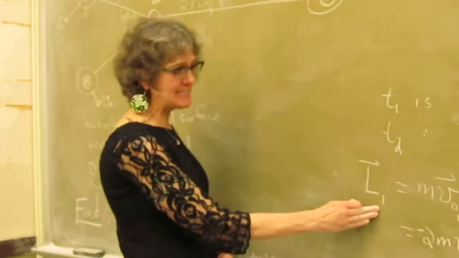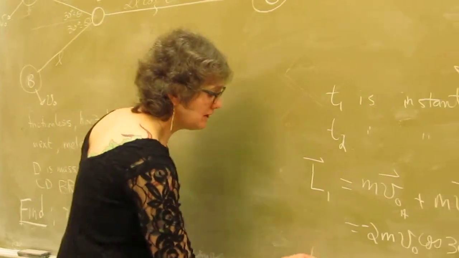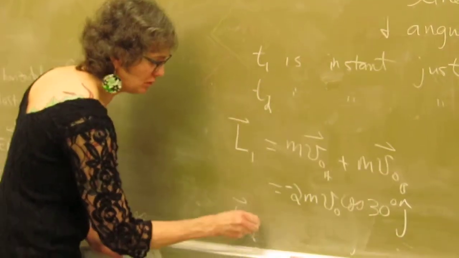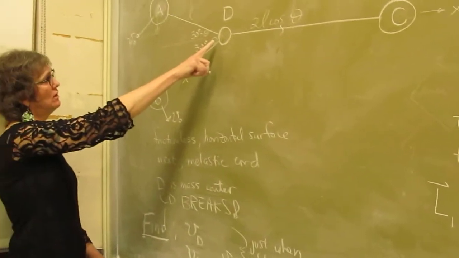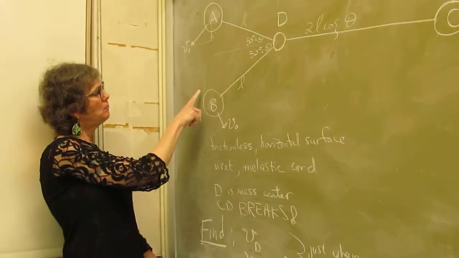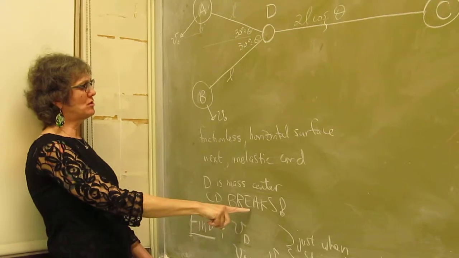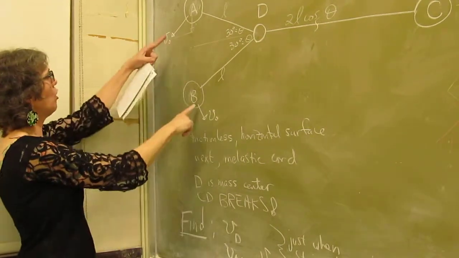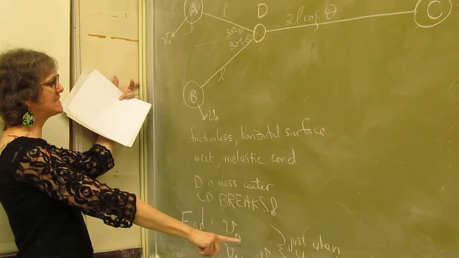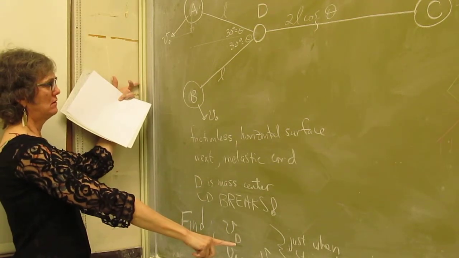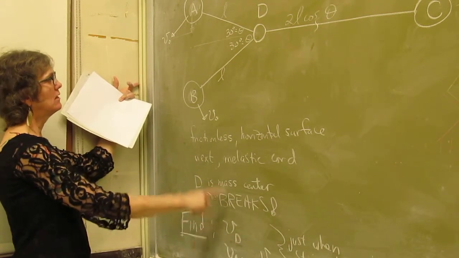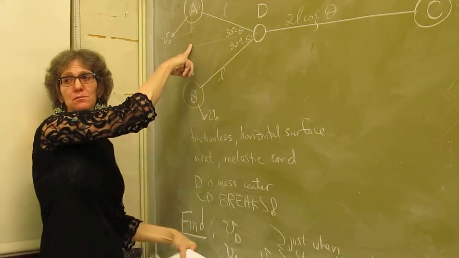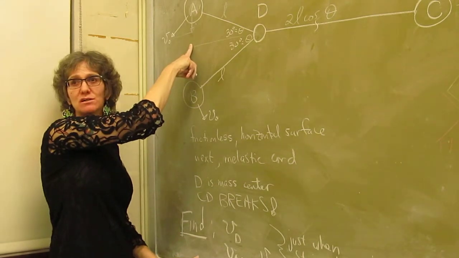All right, so this is the linear momentum at T1. The linear momentum at T2, okay, let me go back to this picture here. Now, imagine what's happening. B is going off in this direction. A is going off in this direction. When the cord becomes taut, where is D? In the middle of A and B? Yeah, it's going to be the middle. It's going to be the mass center.